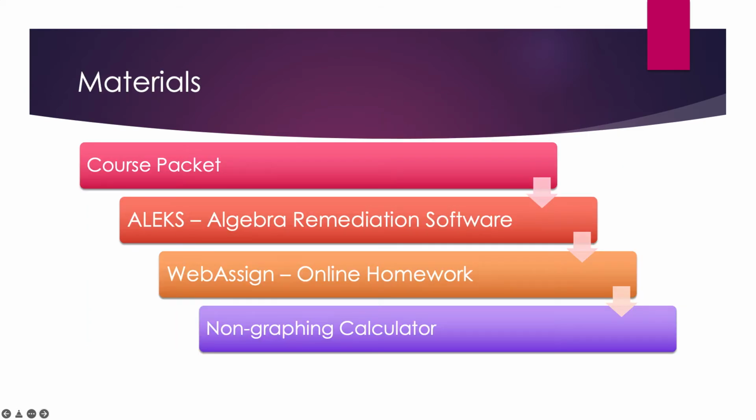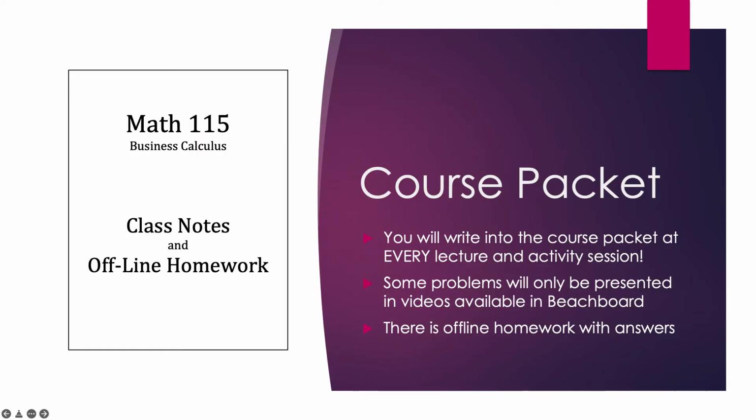So what do you need to pass this class? Materials. And here is a list of the 4 materials to focus on. The bottom one being a non-graphing calculator, and hopefully if you don't already own one, you can find a cheap $10 version. It will get you what you need. So first, let's talk about the course packet. This will be purchased in the bookstore and used at every lecture and every activity section. You will be filling in problems and work, and you'll also be doing that based on some videos outside of class. The back half of the packet provides offline homework with answers to practice for your quizzes and exams.